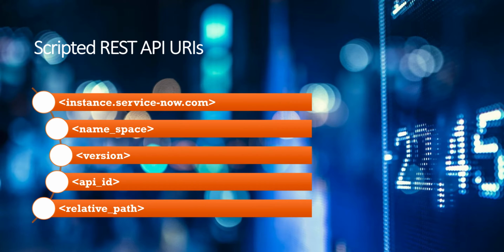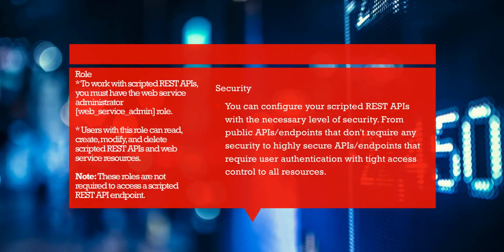So those are the important principles when you talk about the scripted REST API URI. That's the things we need to follow. And another important piece here, when you talk about the scripted REST API, is the role. What role you require. So in general, to work with the scripted REST API, one must have web service administration access, which is the web service admin role. If you have that, you have the role to work on it. But if you don't have it, you will not be able to work on the scripted REST API.